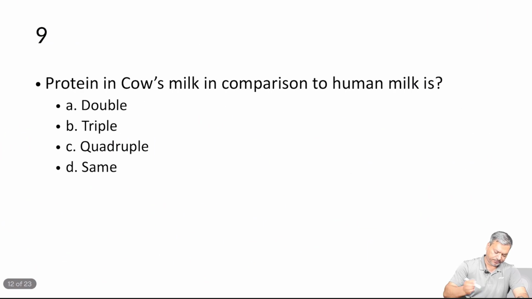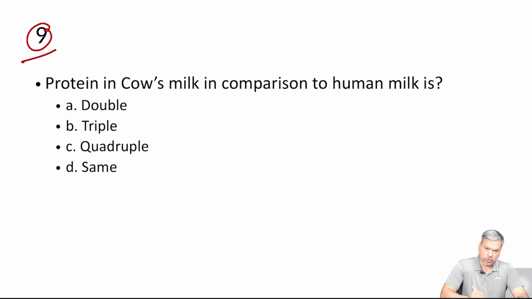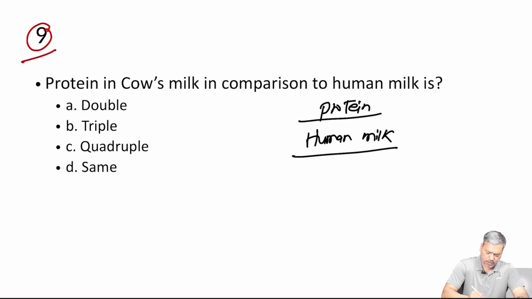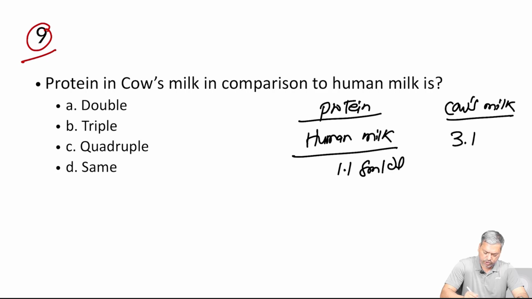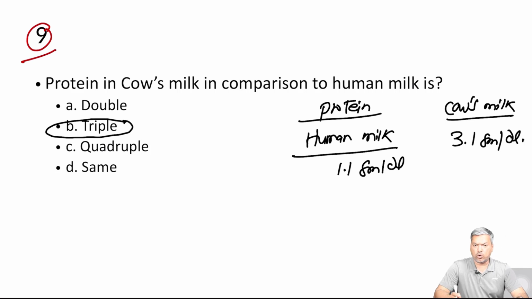Okay, let's move on. Question number 9. Protein in cow's milk in comparison to human milk is how much? This is an important question here, dear students. See here, the protein amount in human milk is 1.1 gram per deciliter, whereas in cow's milk it is almost 3.1 gram per deciliter. Now your answer is very simple here. It is triple. It is 3 times more protein in cow's milk in comparison to human milk.